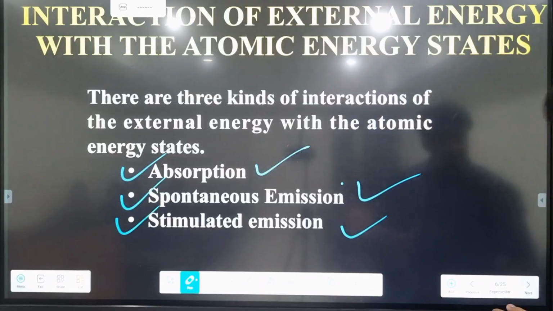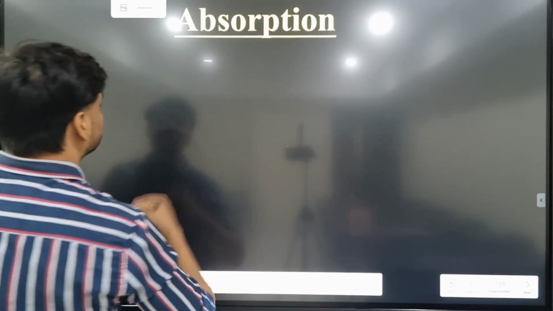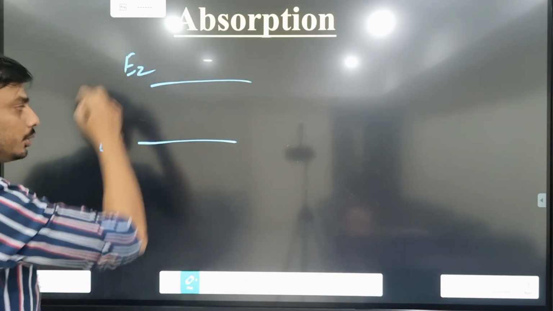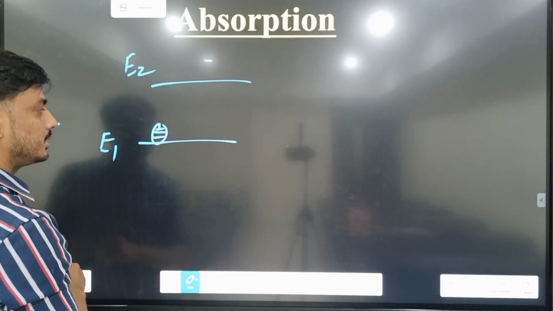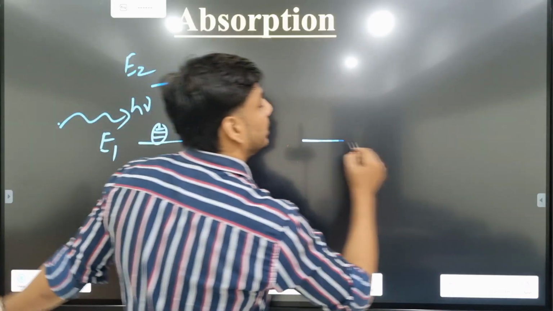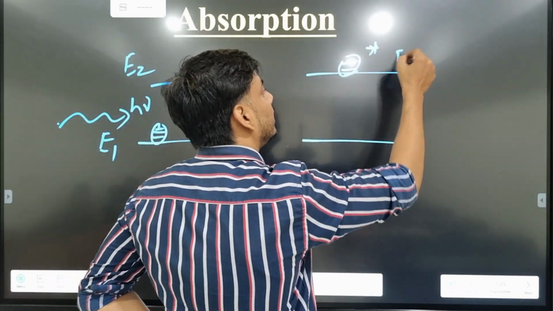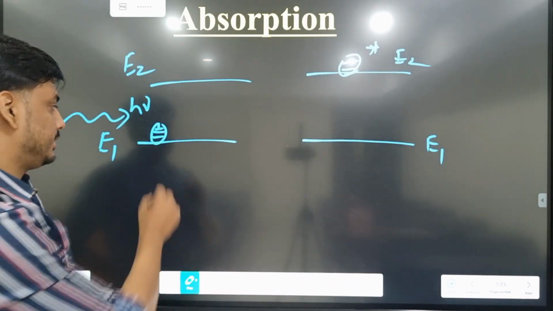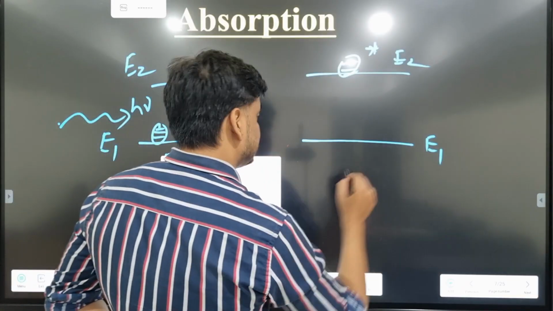So first we will discuss what is the absorption process. Already we have discussed, if two energy states are there, the lower energy state is E1 and the higher energy state is E2. Then when initially the particle is present in the lower energy state, if external energy is given, the particle will absorb energy and go to the higher energy state E2. This phenomenon is known as the absorption process. This is before absorption, and this is after absorption.